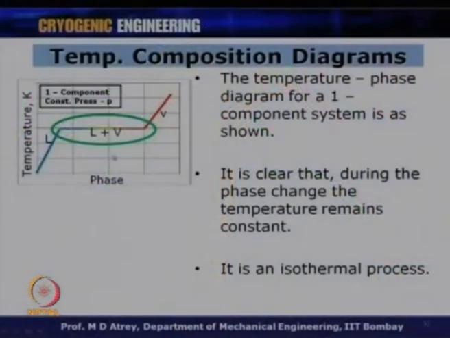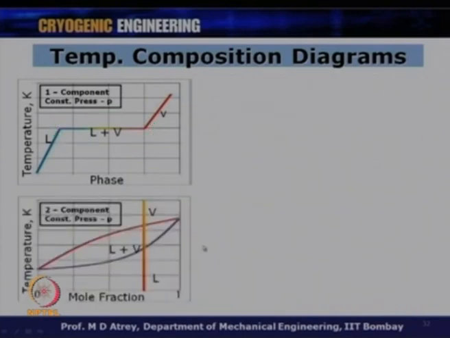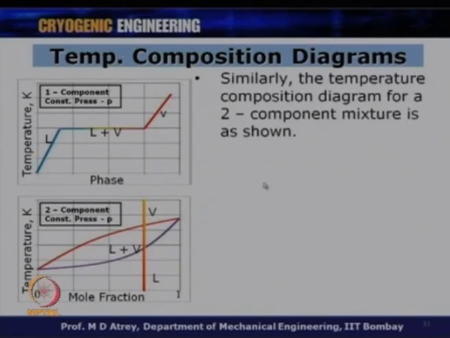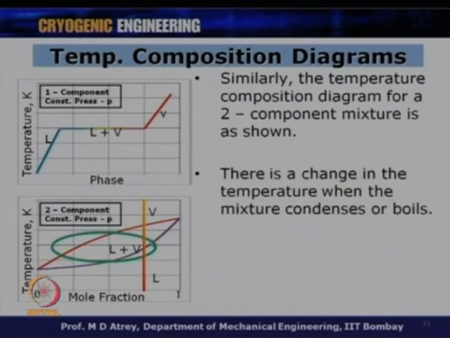So, in a single component, we say a phase change is an isothermal process, because the temperature remains constant. Now, this is a diagram which is what we have just seen, where we plot temperatures for a given mole fraction, and if I go on reducing the temperature, how do you see the phase change now. Similarly, the temperature composition diagram for a two component mixture is as shown. What you see here is this vapor will touch the dew line, you get a condensate at this point, and then you get an L plus V region.